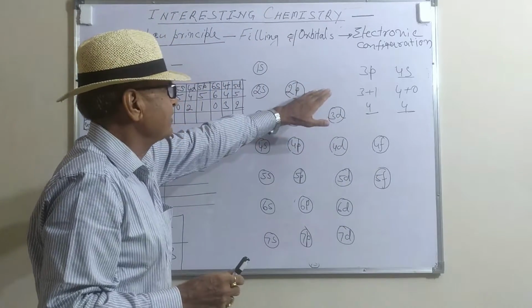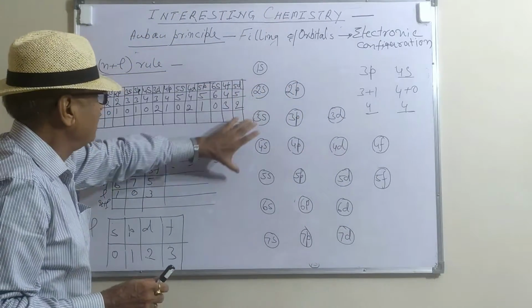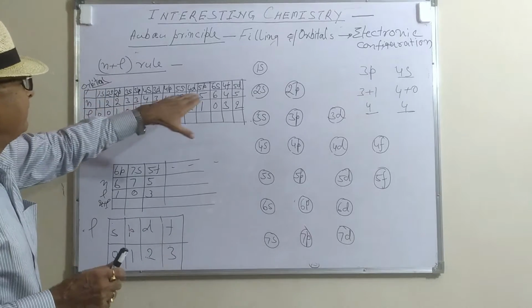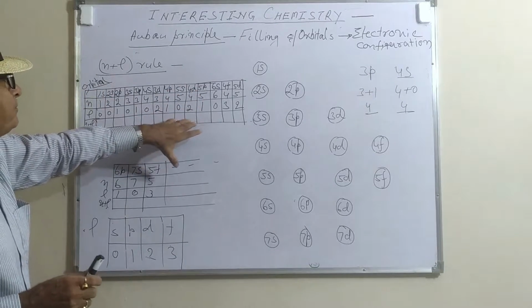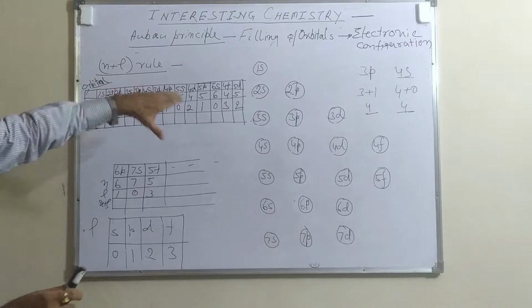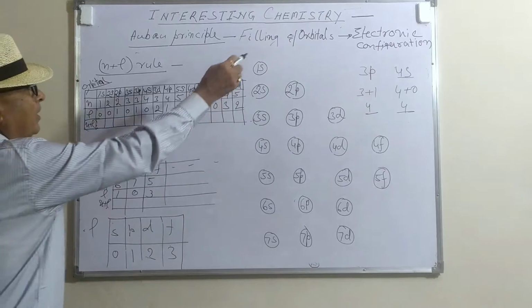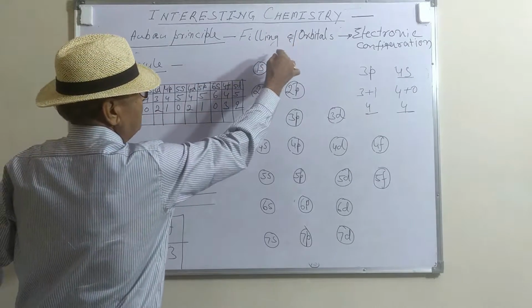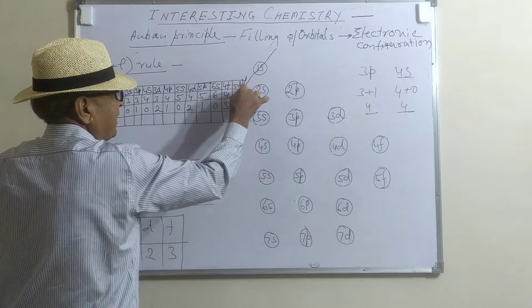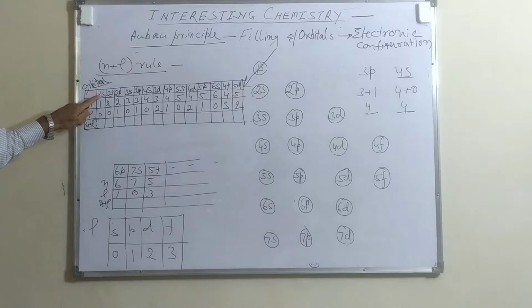So on this basis, I have made this table. I am going to explain how I made this table. Here it is. Come from the right-hand side, from up towards the left-hand side downward. You will write here first 1S. You will write here first 1S.